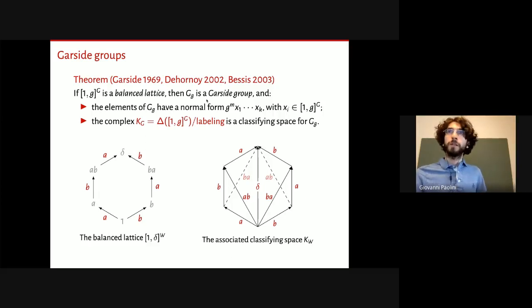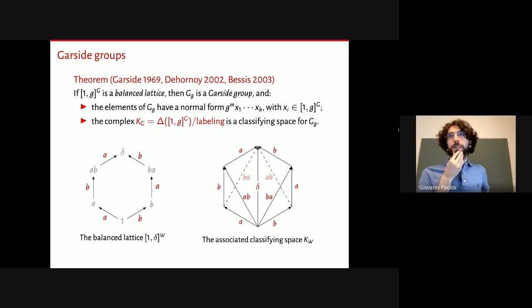For example, the group is going to have a normal form, which is very useful because, in particular, it solves the word problem. So one way to solve the word problem, so being able to distinguish elements, is to have a normal form for elements of the group. And a Garside structure gives you that, in particular. But the thing that we are most interested in today is the second part of this statement.